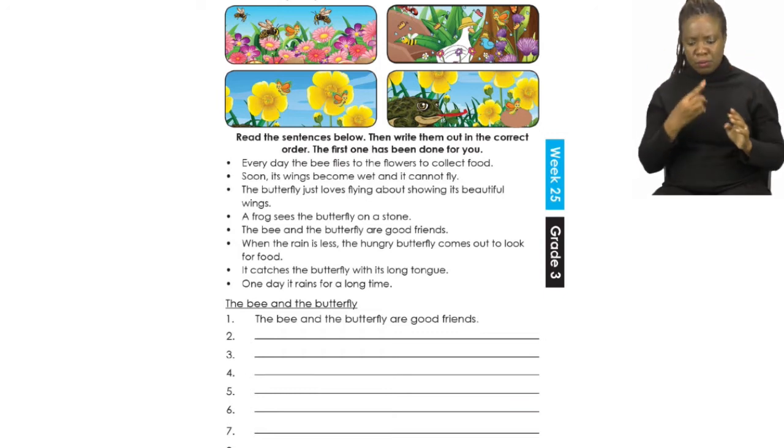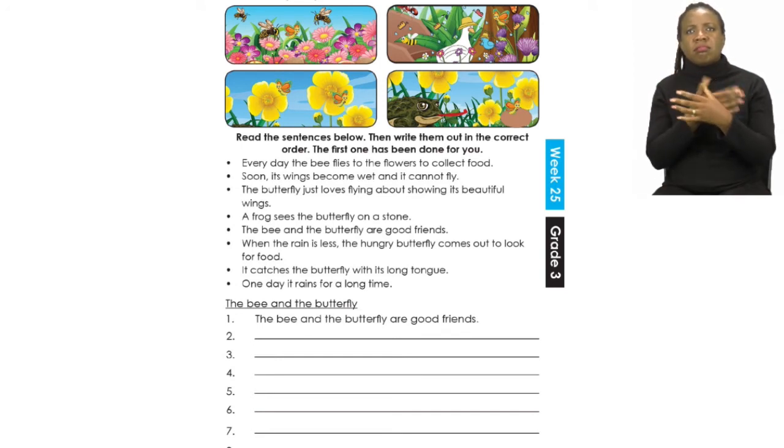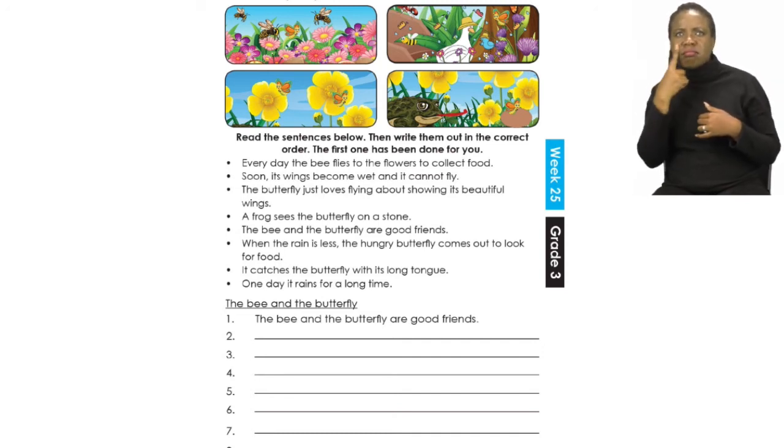So if you take a good look at the first one right at the bottom where it says the bee and the butterfly, number 1 says, the bee and the butterfly are good friends. You can see that one of the pictures has bees and butterflies flying together. Now, it's going to be your job to read the other sentences and then put them in the correct order.